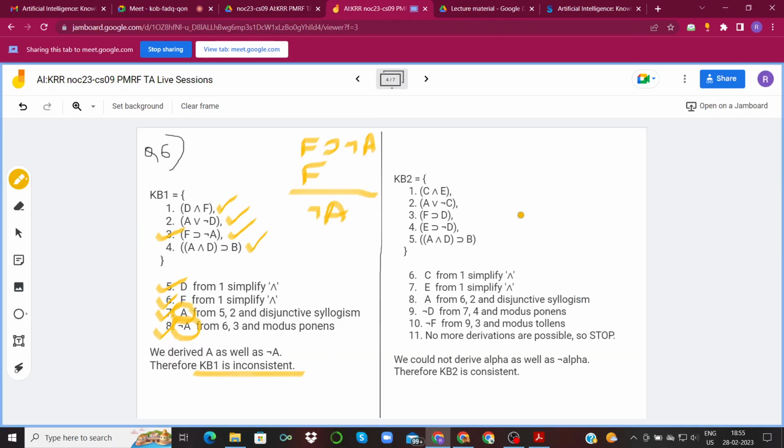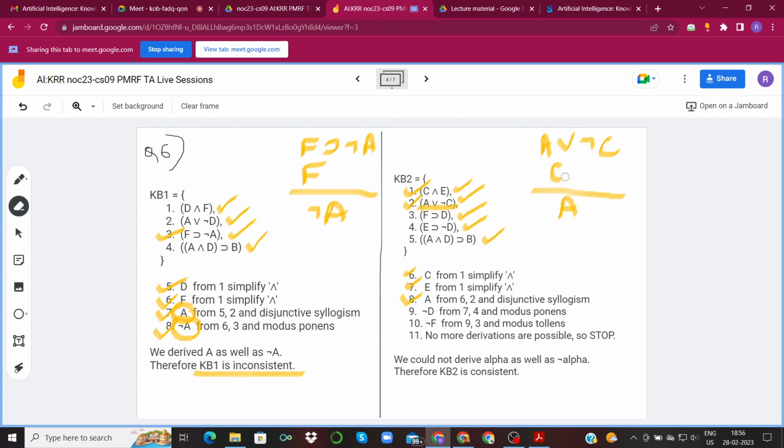Okay, that's great. Let's look at knowledge base 2 then. So here we have 5 facts which are C and D, A or not C, F implies D, E implies not D, and A and D both imply B. Okay, so firstly we'll simplify this first fact again. So we will have C and D from that. Okay, now next we'll have A or not C, which is a fact that is given to us over here, and we have C from the first step that we derived, and using disjunctive syllogism again we can derive A, right? That is what is written over here.